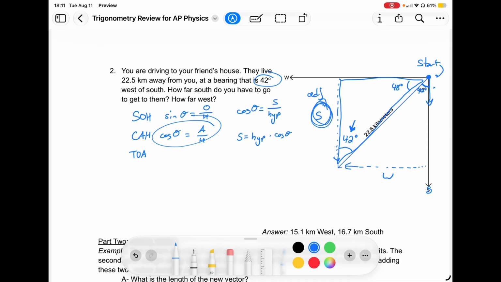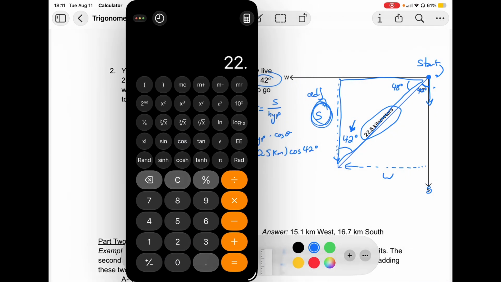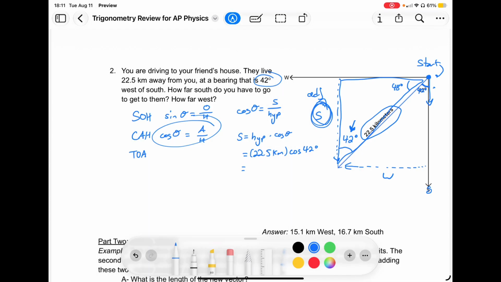And then if we want to find the southern side, our southern side is going to equal our hypotenuse, or our total distance, times the cosine of our angle. And our hypotenuse was 22.5 kilometers, we know the distance of that hypotenuse. Then we multiply that times cosine of our angle, again using that 42 degree angle. If we plug that into our calculator, 22.5 times cosine of 42 will get us 16.7207, or 16.7 kilometers. And that is our distance.